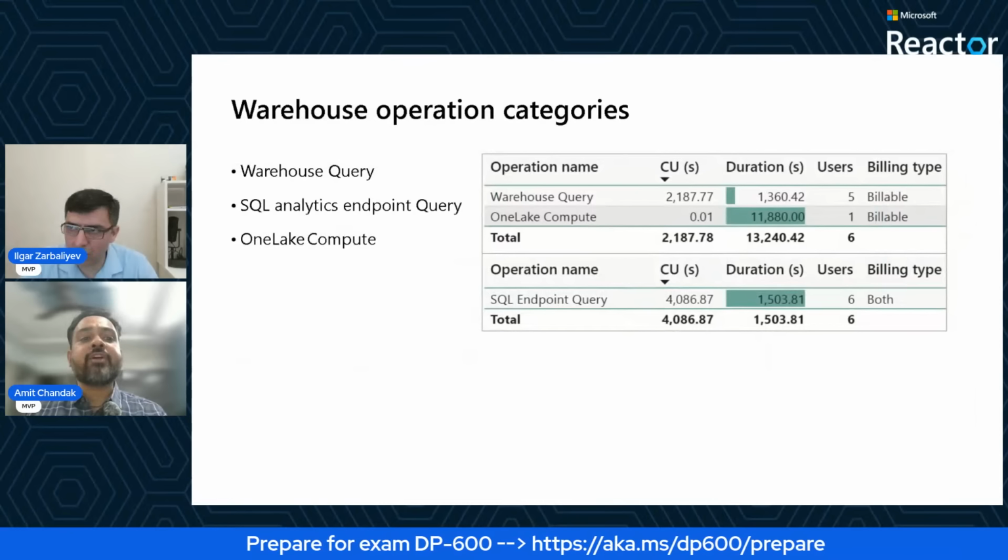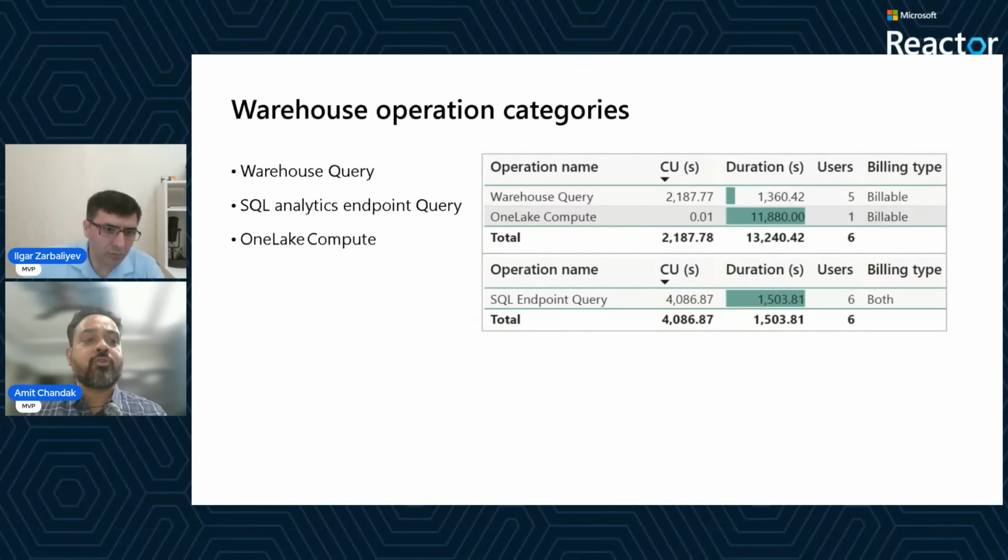Then what are the various warehouse operations which you are going to see? One is warehouse query, SQL analytics endpoint, and OneLake compute. By using the Fabric Capacity Metrics app, you can observe the capacity utilization trend to determine what processes are consuming CUs in your Fabric environment. Both warehouse and SQL analytics endpoint roll up under warehouse in the Metrics app. Both of them use SQL compute.